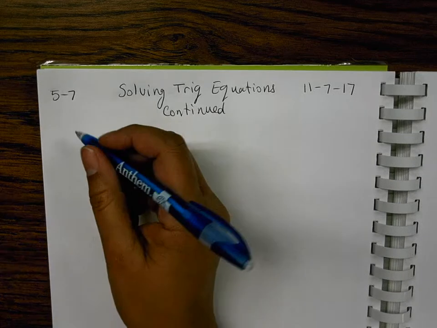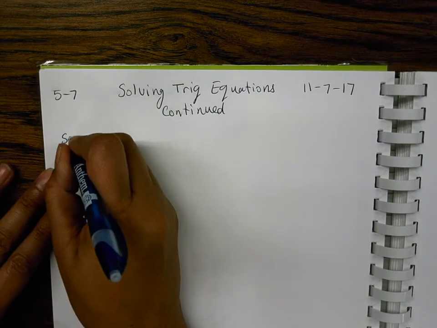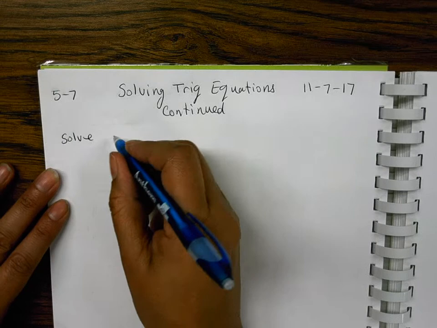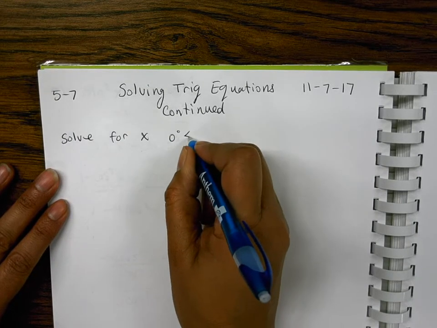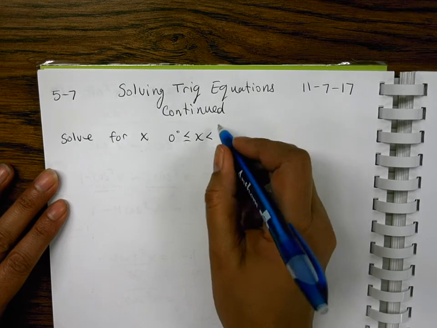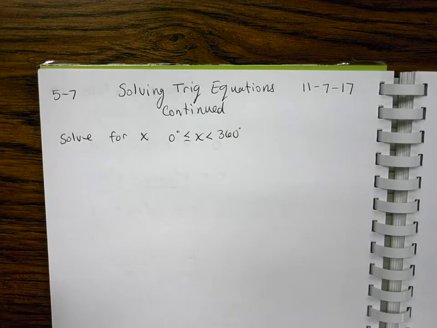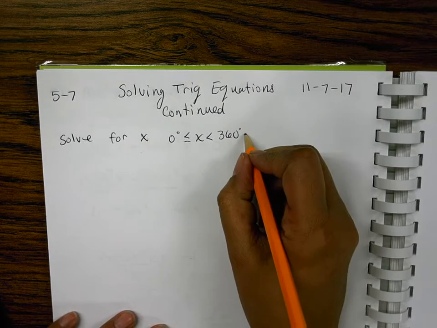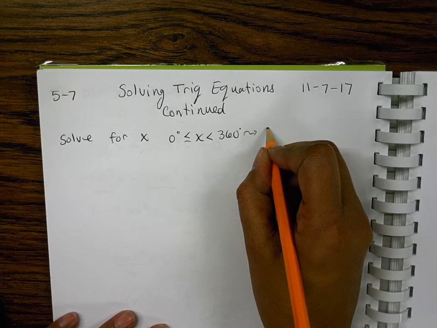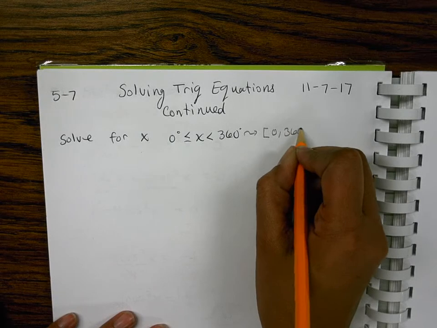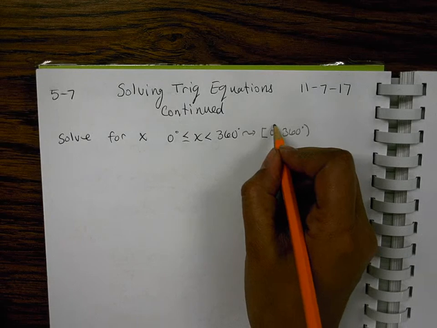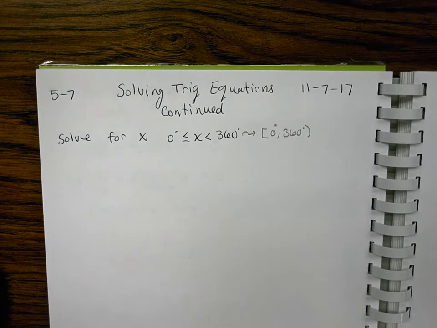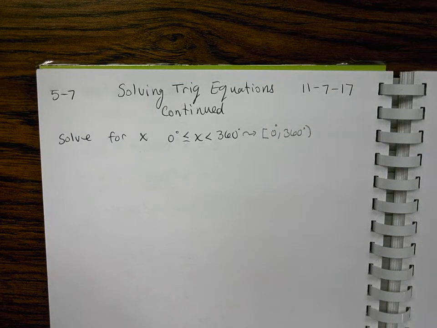Okay, same as yesterday, we're going to solve for x where 0 degrees is less than or equal to x, which is less than 360 degrees. And just a quick review, we talked about this yesterday. You would see it like this, 0, 360, or with 0 to 2 pi instead of 0 to 360. Okay, number 1.